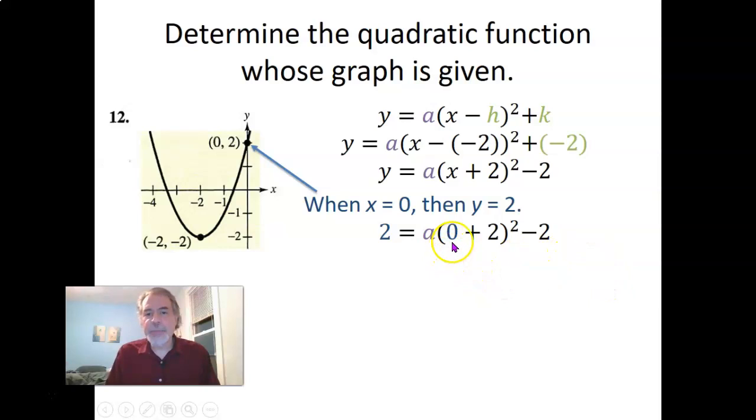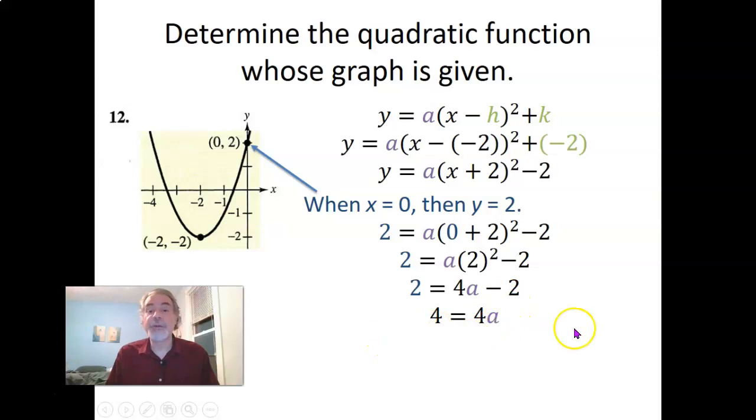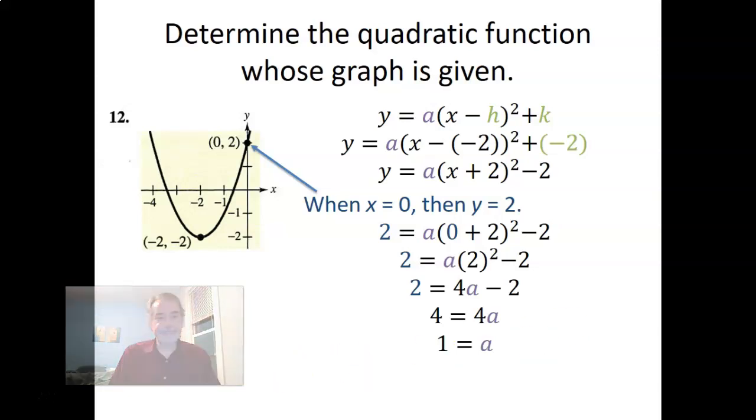First of all, inside the parentheses, 0 plus 2 would just be 2. And then 2 squared would be 4. So we're looking at the equation 2 equals 4a minus 2. To finish solving that, I would add 2 to both sides, so 4a equals 4, and then divide both sides by 4, so a equals 1.